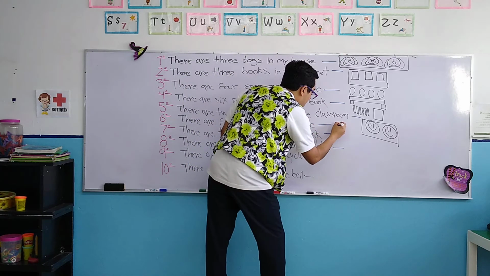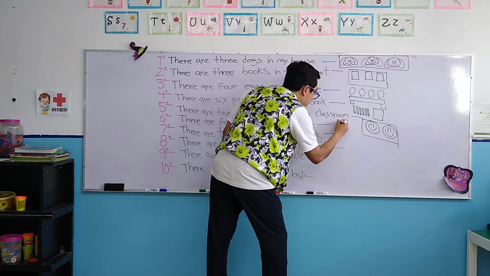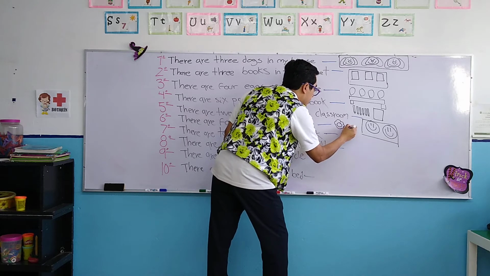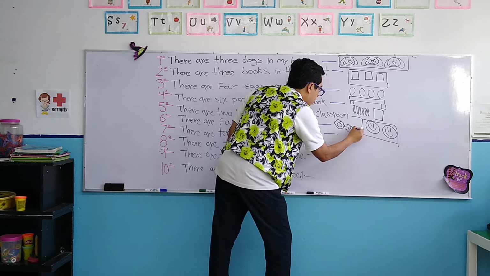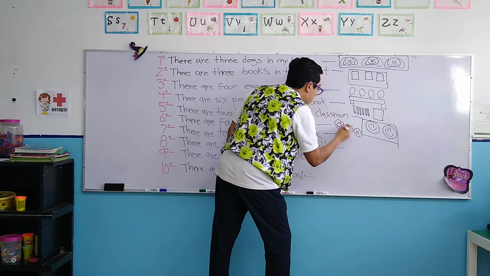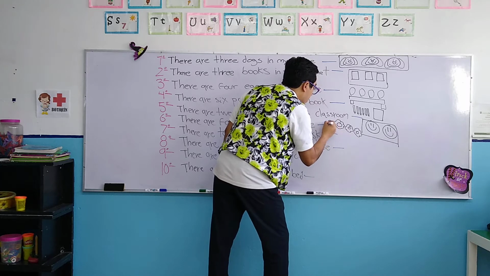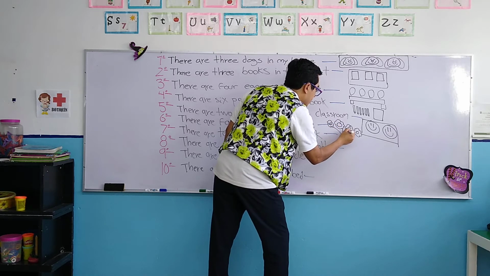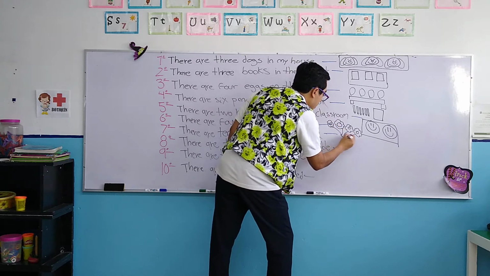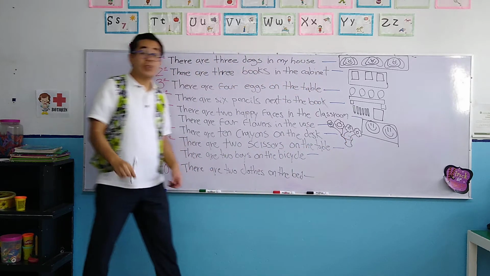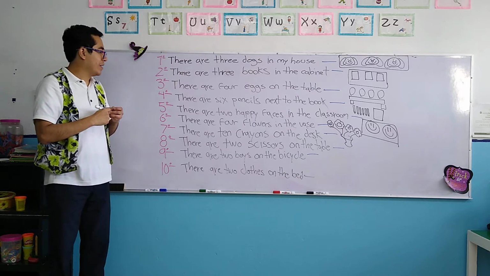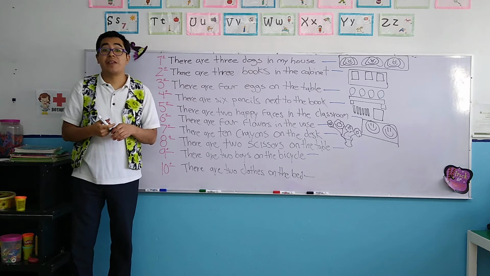So, 4 flowers, 1, 2, 3, and 4. 4 flowers that are in a vase. That's my vase. You see? Very good. Excellent. Now, number 7, the 7th sentence.